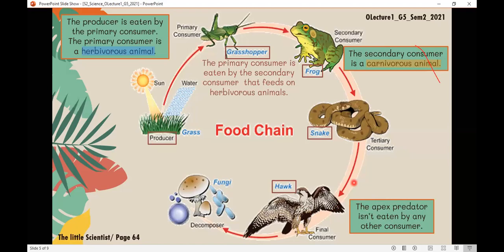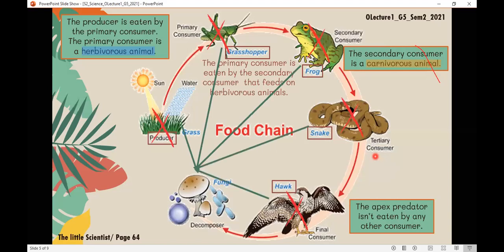What about the decomposers? When the grass dies, when the grasshopper dies, when the frog dies, when the snake dies, when the hawk dies, all of them, when they die, their bodies will be decomposed by decomposers, like Hassan Karaouni said.